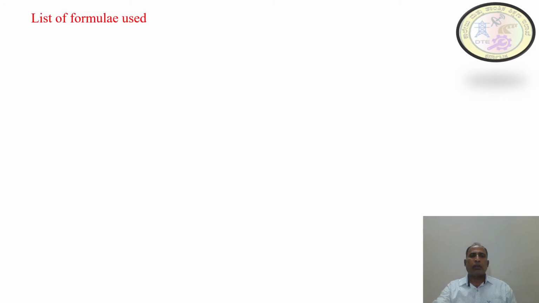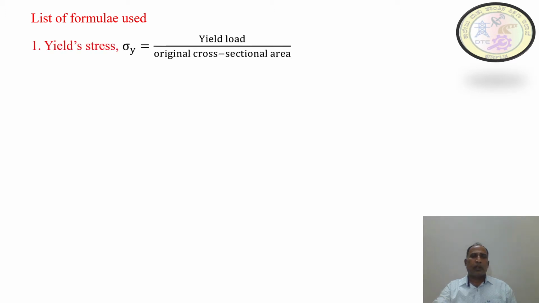So before solving the problems, we should have a look over the list of formulae which are going to be used in the stress strain diagram. The yield stress is sigma y, that is the ratio of yield load to the original cross-sectional area. Therefore, sigma y is equal to Py, where Py is the yield load or yield point load and A is the original cross-sectional area.